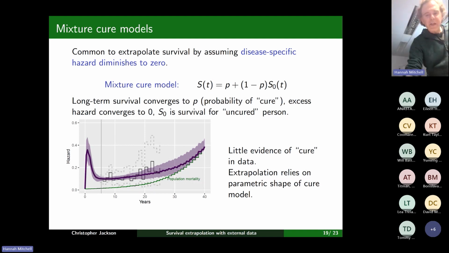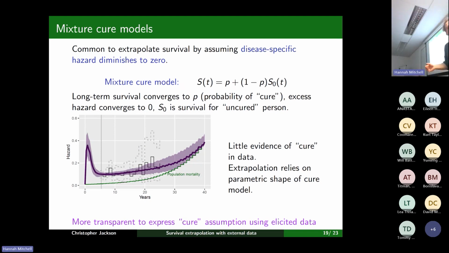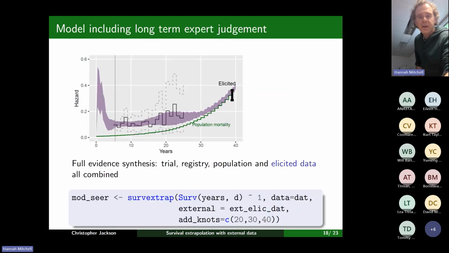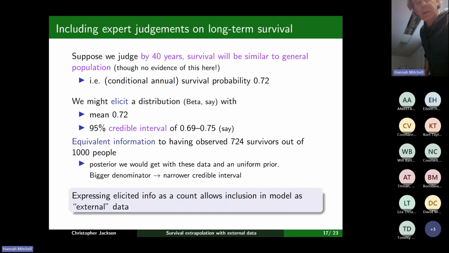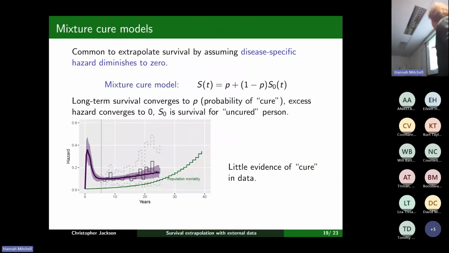And I think that if you want to make judgments about cure, then it's much more transparent and clear to express those assumptions using directly elicited judgments. So like we did before, you might state that by 40 years, we think that survival of the disease patients is going to be similar to the general population. Whether or not that's a good assumption, I think it's a lot clearer than basing this extrapolation on a slightly opaque parametric model form.